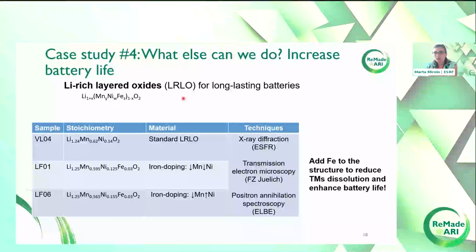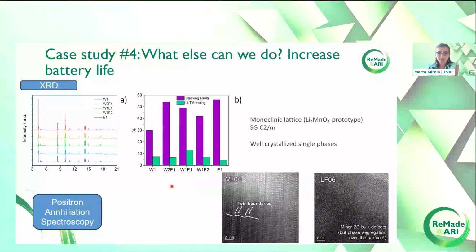However, this group said, okay, we don't want to use cobalt. So instead of cobalt, we introduce iron in our structure, and we'll try to stabilize the structure of the lithium-rich layered oxide with iron. In this way, we'll still have long-lasting batteries. So they approached us for the X-ray diffraction part. First of all, they just looked at the whole diffractogram. They were happy because you cannot see new phases, so it means that the synthesis is successful.